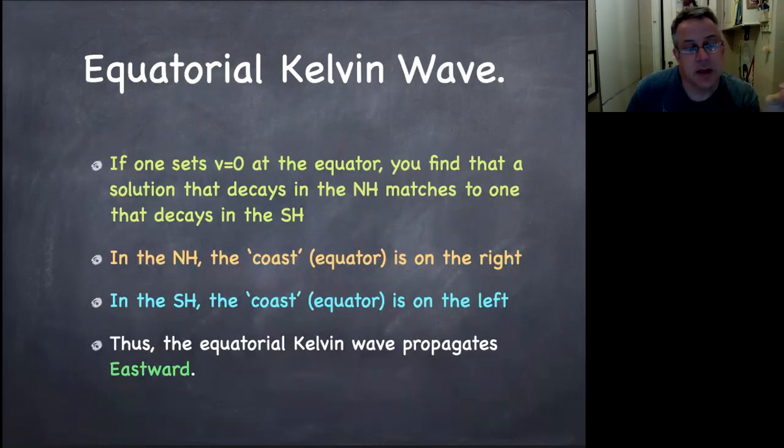And then the equatorial Kelvin wave, we talked briefly about. Let's remember how that works. If we set V equals 0 at the equator, the same way we set U equal to 0 at the coastline when we did the Kelvin wave discussion, we find one Kelvin wave solution in the northern hemisphere that matches to one that decays in the southern hemisphere. And so it's like the equator looks like a coast on the right to the northern hemisphere wave, and the equator looks like a coast on the left in the southern hemisphere for an eastward propagating wave.